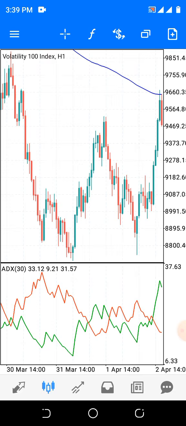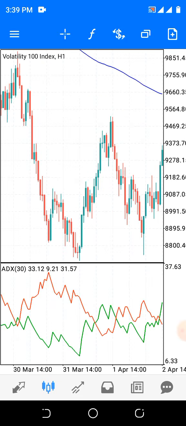Whenever you see moving average moving across the candlesticks, that is a clear indication that the market is in a ranging state. Now, when the candlesticks are below the moving average, that is a downtrend. Whenever you see the candlesticks move above the moving average, that is a clear bullish state.